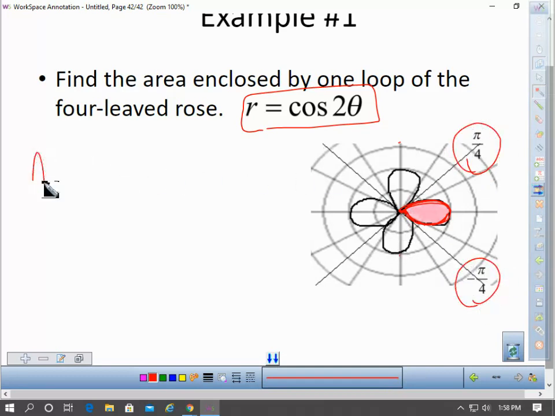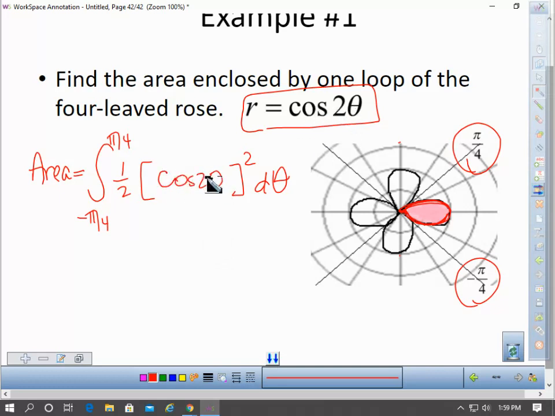positive pi over 4. So our area, following the formula, we're going to integrate from negative pi over 4 to positive pi over 4. And the formula is 1/2 r squared d theta. So this is our r. So cosine 2 theta squared. And so then you can just math 9 that, and you're going to get an answer of 0.393. Okay, 0.393.